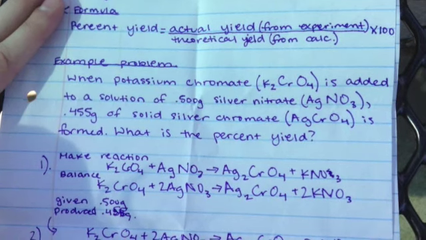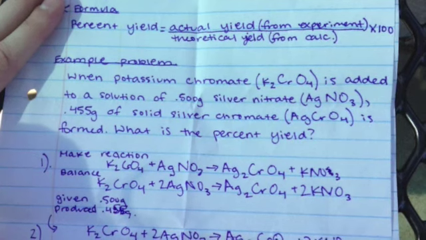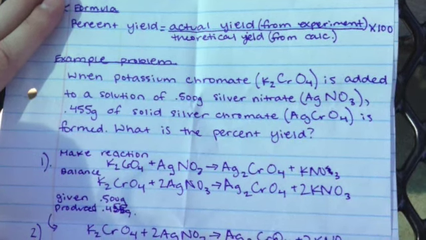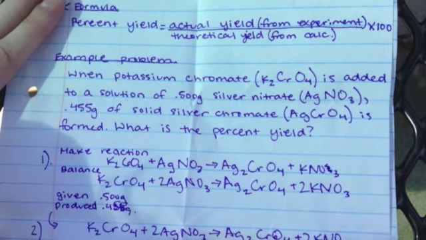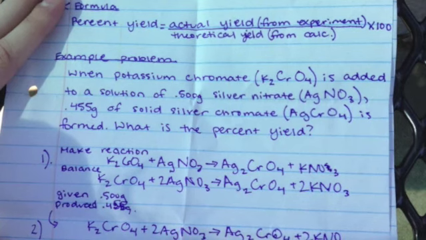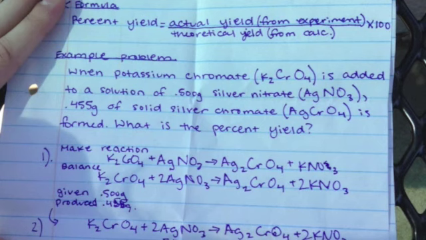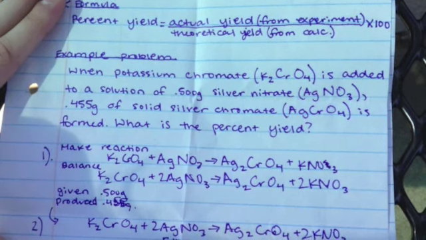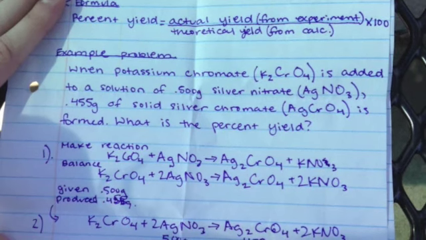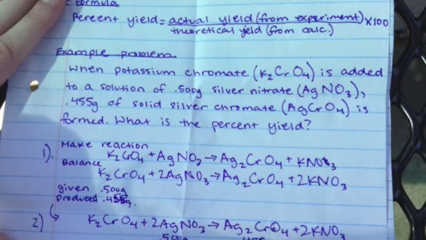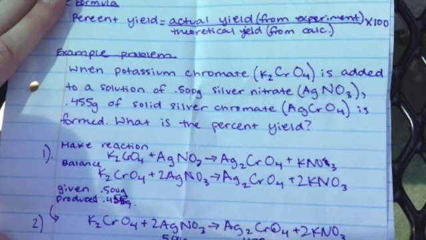So in order for you to find the theoretical, say you take 0.5, and then you take the molar mass of silver nitrate. All the calculations on the bottom of the paper then equal 0.488. But you only produce 0.455. So what you do is you take 0.455 divided by 0.488 grams times 100 equals 93.2% yield.